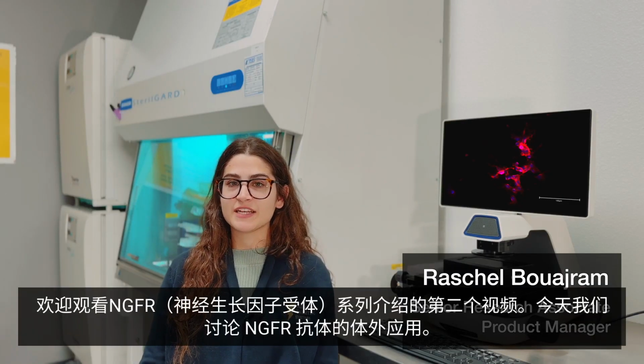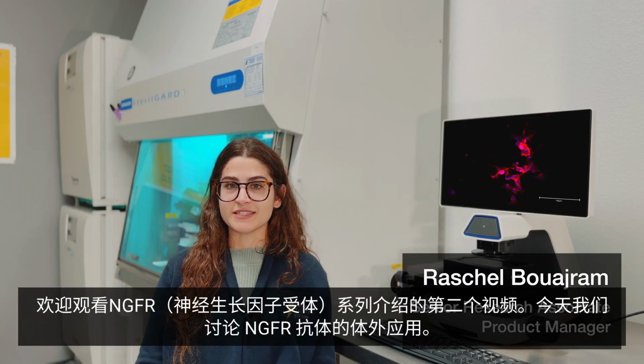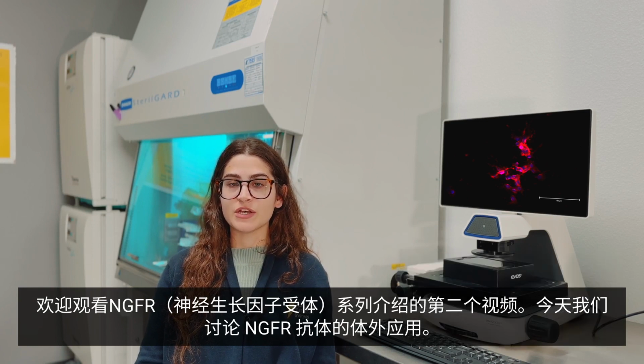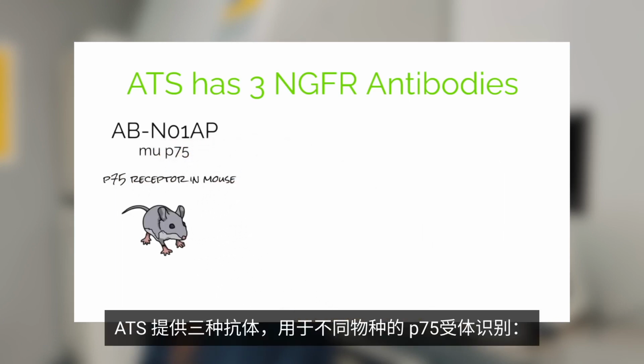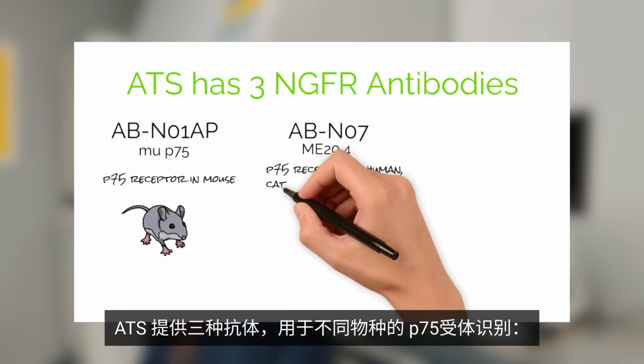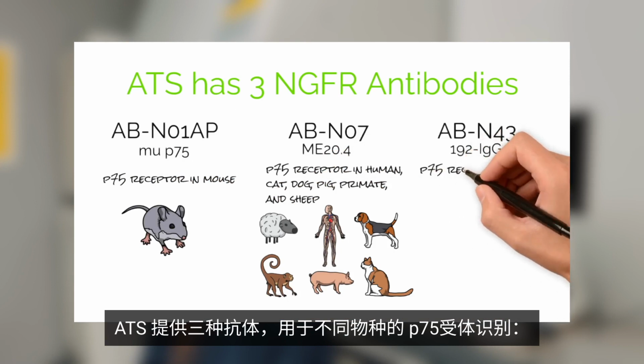Welcome back to the second video in our NGFR series. Today we will be talking about the in vitro applications using NGFR antibodies. ATS has 3 antibodies that recognize the p75 receptor in different species.